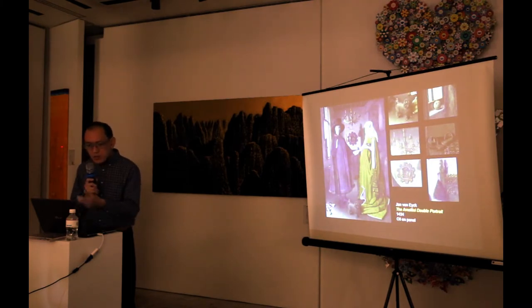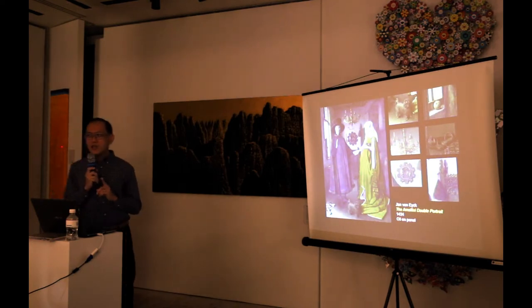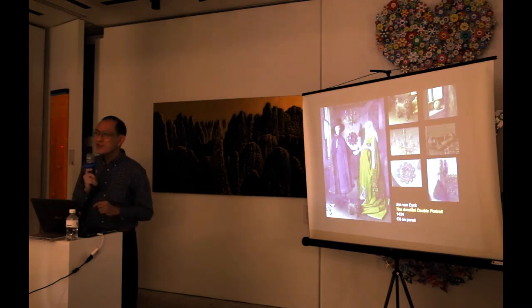So Panofsky saw that each of these objects has deeper meanings. The chandelier has one lighted candle, and normally the one lighted candle stands for the presence of God, the all-seeing eye of God. And there are also other things like the mirror. The mirror itself has ten scenes of the passion of Christ. So religious references, and then you have references to marriage and fertility.